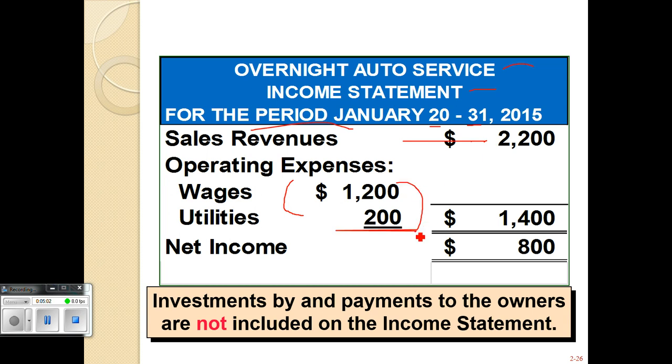My expenses were a total of $1,400 for those two, and my net income was $800. Note, and this is important, and I can't stress this enough, investments by the owner and payments to the owners, dividends, whatever, are not included in the income statement. So when they made that $80,000 initial investment, was that included in the income statement? And the answer is no.